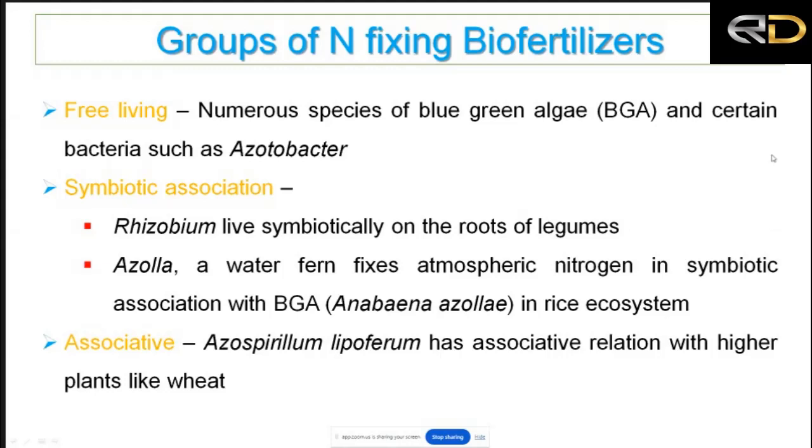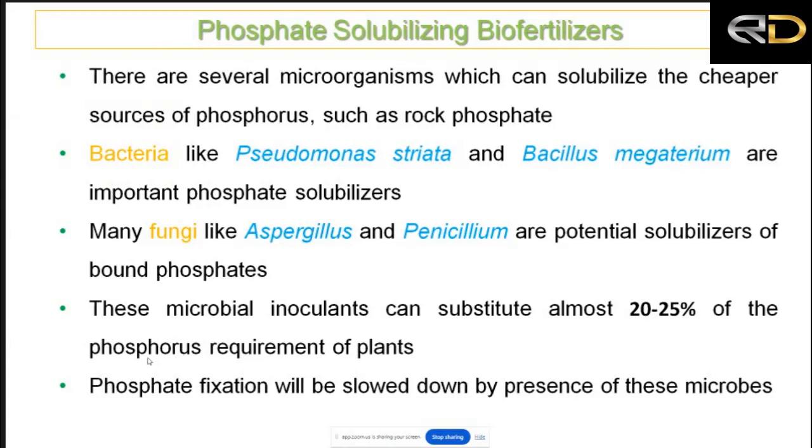And the last type of nitrogen fixer is the associative one. They are not like the symbiotic ones, which must make the association. The associative ones are not obligated to make the association, but if they do, they will fix a certain amount more nitrogen. That is why Azospirillum lipoferum is one example, which has an associative relation with plants like wheat. So these are some examples of nitrogen fixing bacteria.